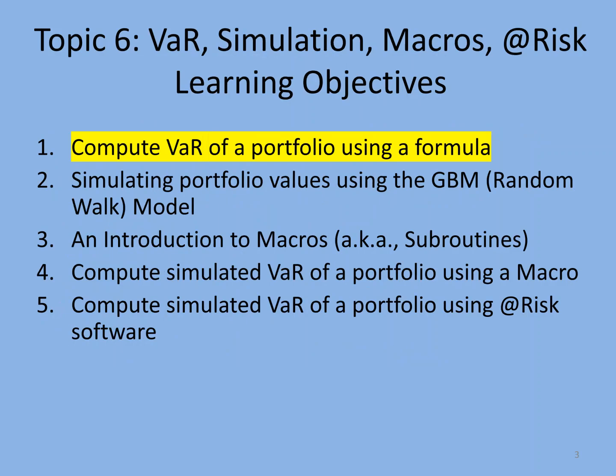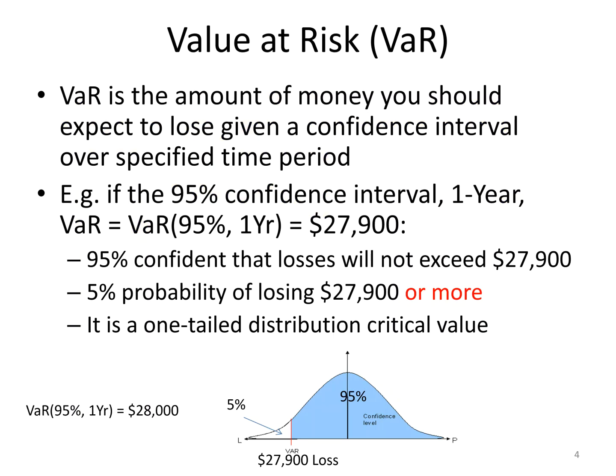So, Topic 6, Section 1, computing the value at risk or VaR of a portfolio using a formula. Later, we'll then do that using a Monte Carlo simulation. So, value at risk, usually just referred to as VaR, is the amount of money you should expect to lose given a confidence interval over a specified time period. In other words, it's kind of like a worst case loss.